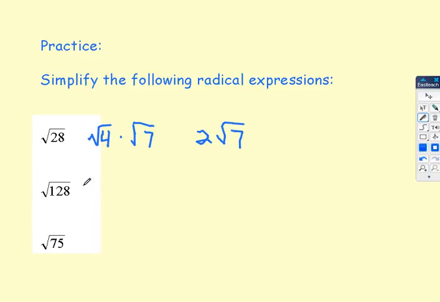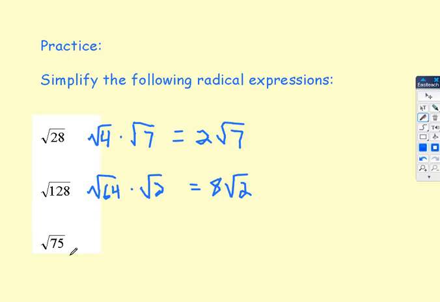Okay, so the square root of 128. Let's think of factors of that. There's probably lots of them that we could come up with. Right away, I look at that and say, okay, square root of 64 times 2, especially knowing that 64 is a perfect square. So I'm going to multiply the square root of 64 times the square root of 2. Square root of 64 is 8, and so then that equals 8 times the square root of 2.